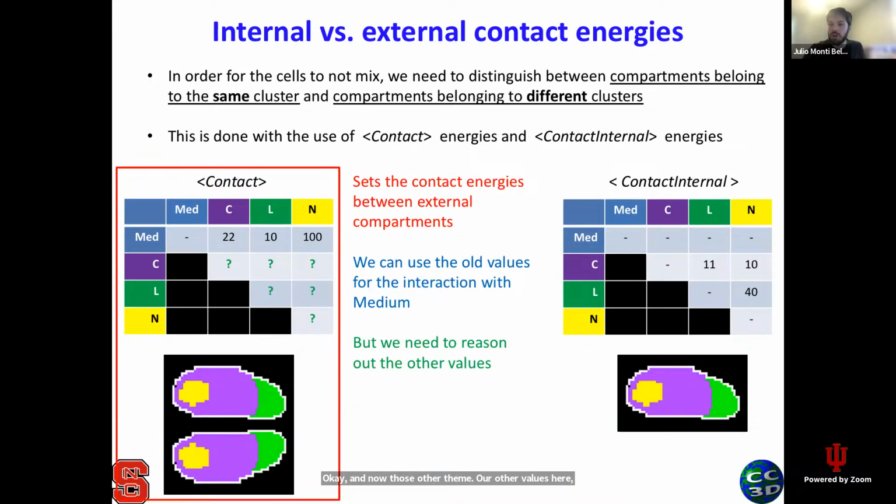We have to reason out what those contact energies should be. So we have to reason out those values. What do you think those values have to be? Do they have to be high, low, or should they have no effect? I want you to think: if I want to make sure that my cells, when they come together, do not mix like happened in the previous movie, which values of those energies should I use? Please tell me in the chat.